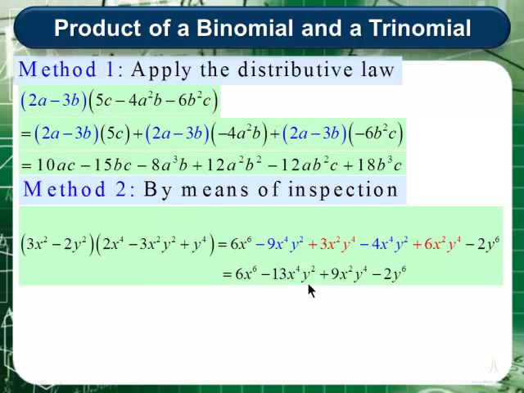So basically, inspection in this case means that we have to multiply each term on the left-hand side polynomial, which is a binomial in this case, with each term on the right-hand side, the right-hand side being a trinomial, and thus generate the 6 terms as we saw with the first example.